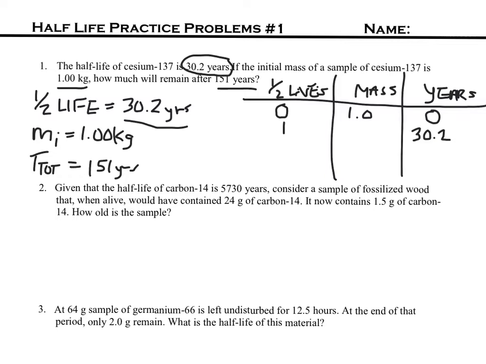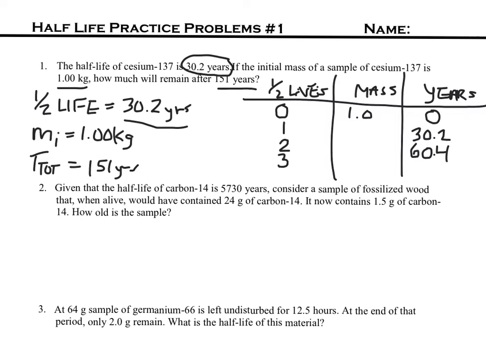So what I'm going to do is go through all my half-lives till I get to 151 years. That will allow me to figure out how many half-lives I've been through, and then from there I can figure out how much mass is left over. So if another half-life, or 2 total half-lives, went through, I would add another 30.2 years, and I'd have 60.4 years.